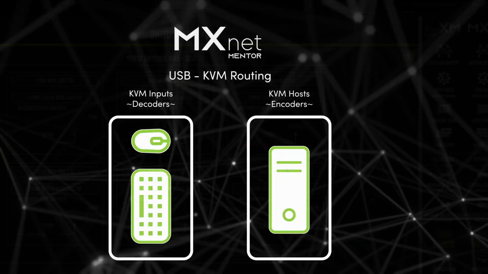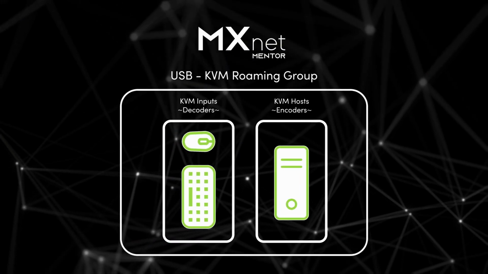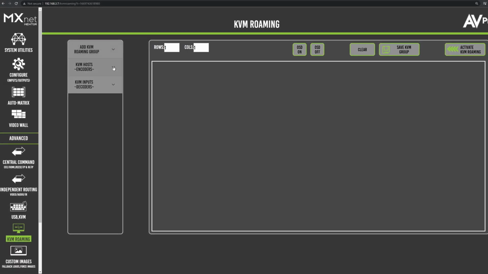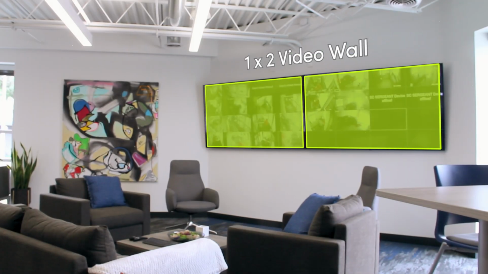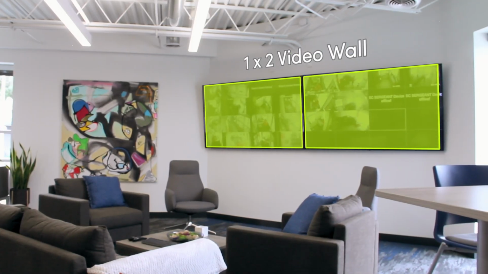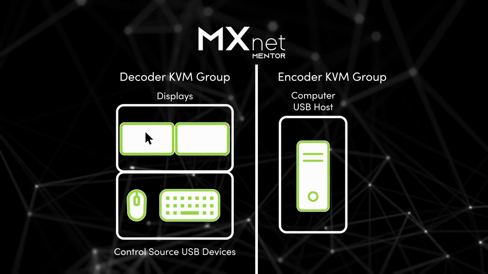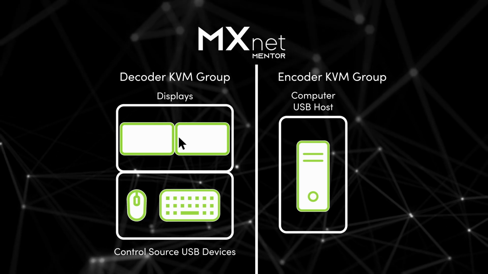It can also group USB devices and hosts with KVM mouse roaming. With KVM mouse roaming, you can remotely control up to 17 computers with one mouse and keyboard. Now, let's add the video wall into the mix. Each display has a decoder, then MXnet Mentor manages the transition between each decoder as a group, so only one decoder needs the USB devices.